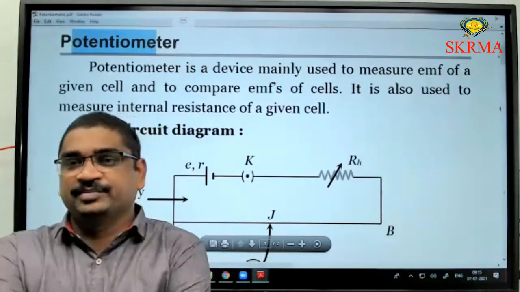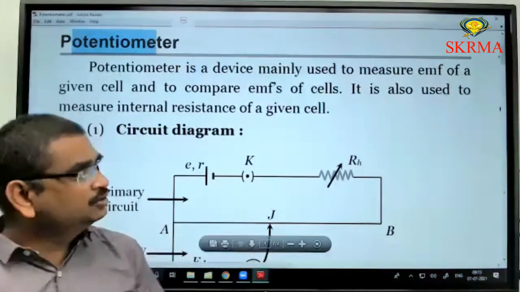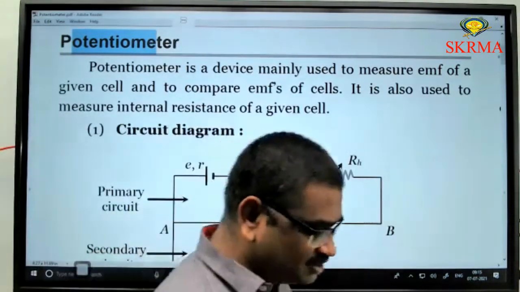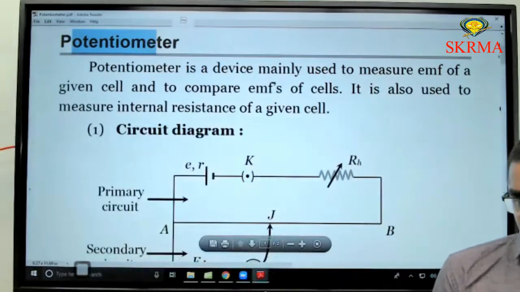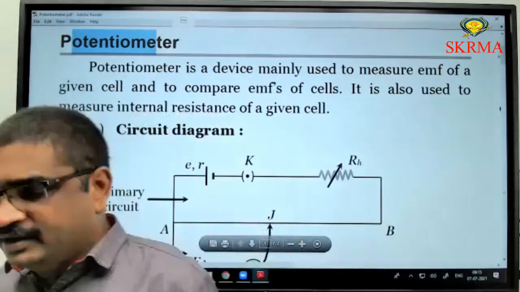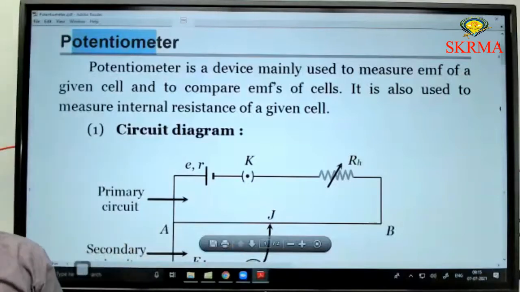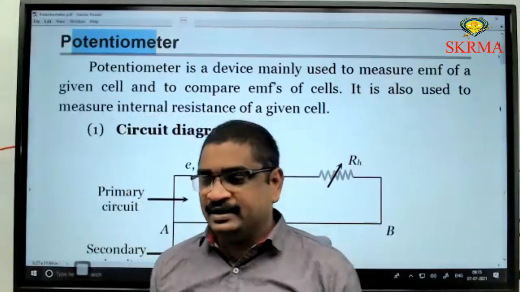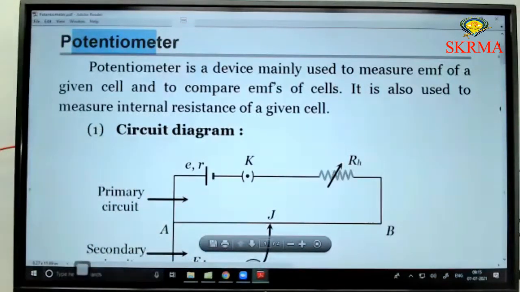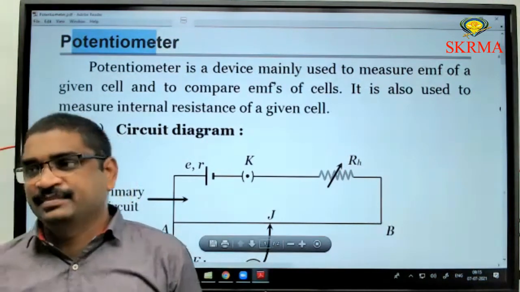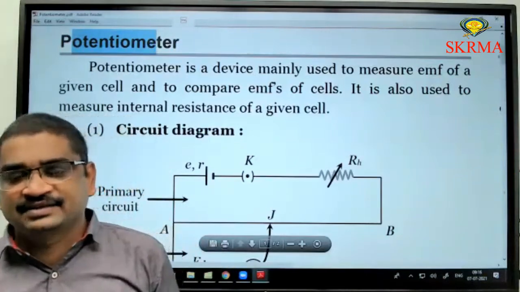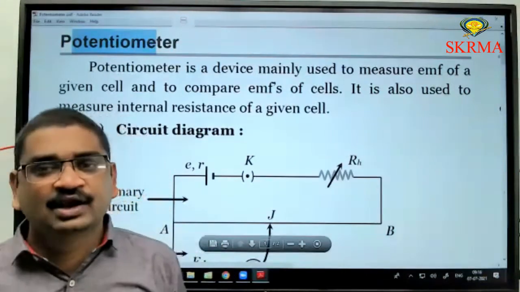What is the use of the potentiometer? A potentiometer is used to measure the EMF of a given cell. Next, it is used to measure the internal resistance of a cell. Next, it is used to compare the EMF of cells. So there are three different uses: measuring EMF, comparing EMF, and measuring the internal resistance of a cell. These are the main uses of the potentiometer.